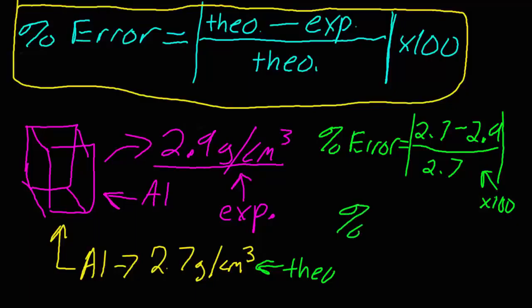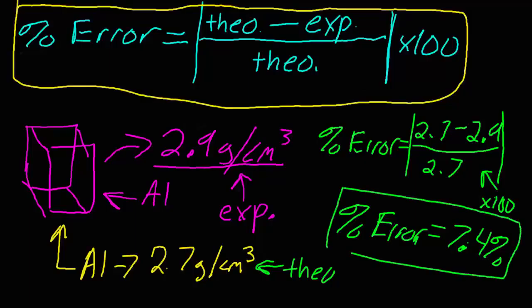This would give us a percent error equal to 7.4% for our density analysis of this cube. So what that means, our density should have been 2.7. It was 2.9. Numerically, that is a difference of 7.4%. So our experimental value is essentially 7.4% off of our theoretical.